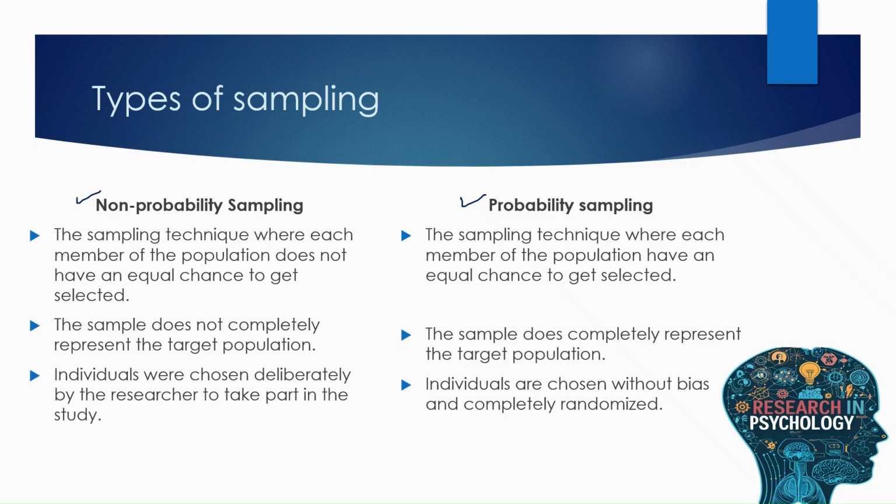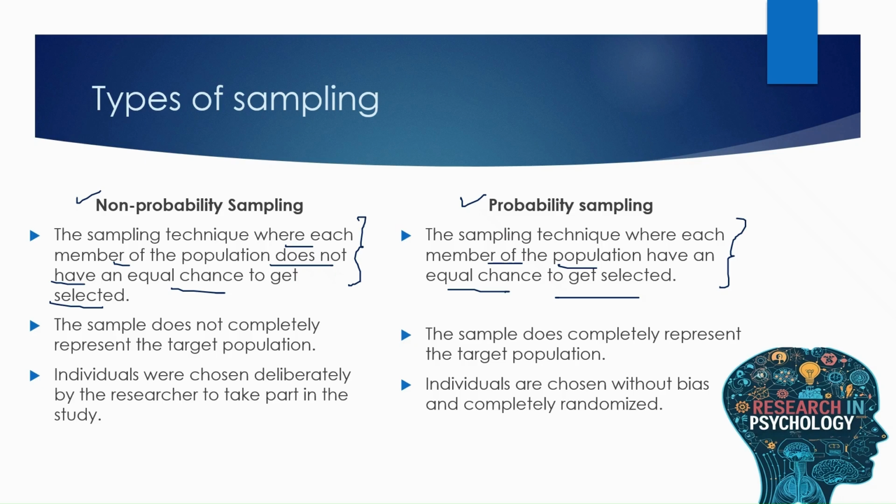So the non-probability sampling is a technique where each member of the population does not have an equal chance to get selected. While here in probability sampling, each member of the population will have an equal chance to get selected. So here's what's happening. In a population of 100 people maybe, each of those 100 people will not have an equal chance or probability to be part of a study. While here, each and every individual of that 100 will have an equal chance to get selected for the study.